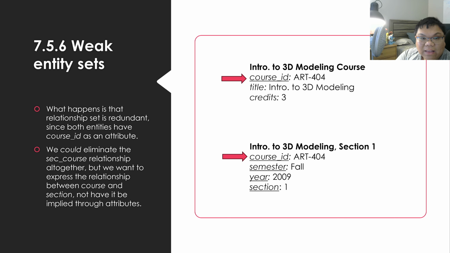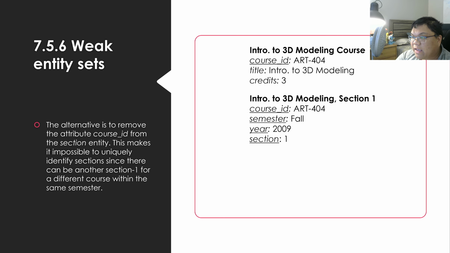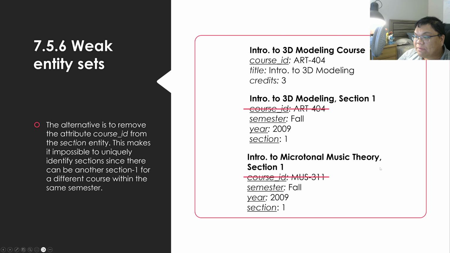What we could eliminate is the relationship altogether. But we want to represent this course section thing as a relationship, not have it be implied through attributes. So an alternative is to eliminate the course ID as an attribute for section. But now we have a problem. This is not enough information to tell that this is section 1 for Intro to 3D Modeling, because we can have a section 1 for Intro to Microtonal Music Theory, and because we've eliminated the course ID for both entities here, we can't tell them apart.